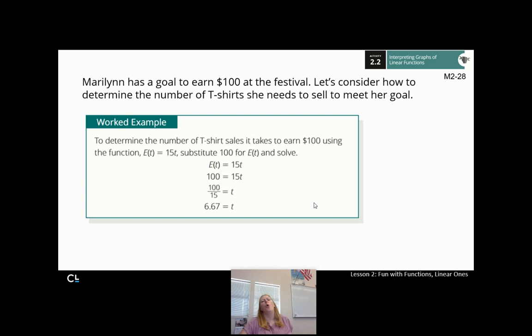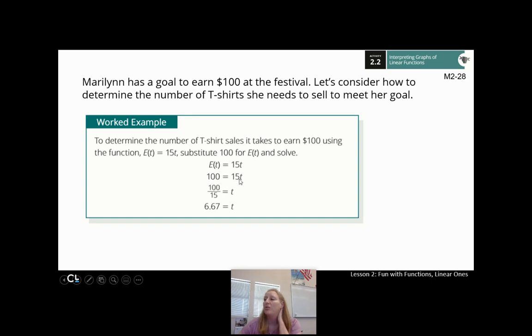So Marilyn has a goal at the festival. Marilyn has a goal to earn $100 at the festival. So let's consider how to determine the number of t-shirts she needs to sell to meet her goal. She wants to make $100, so how would she figure out how many t-shirts she has to sell? So I have it worked out here. To determine the number of t-shirt sales it takes to earn $100 using our function, E of t equals 15t, I'm going to substitute 100 for E of t. So instead of E of t equals 15t, I'm going to say 100 equals 15t and then solve it.